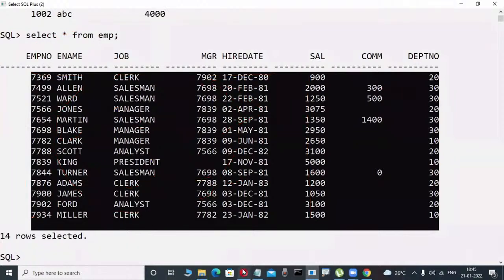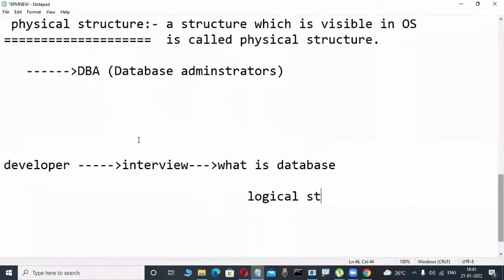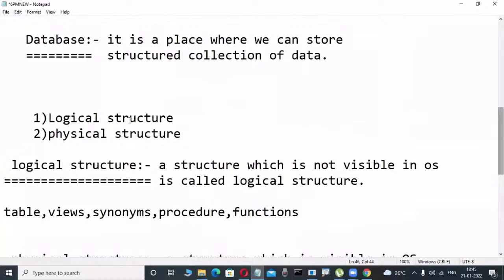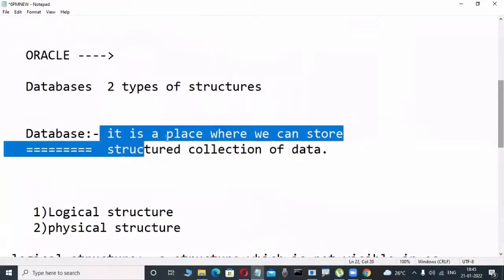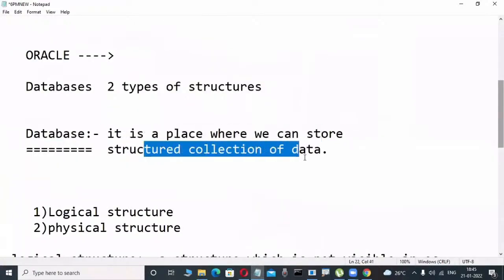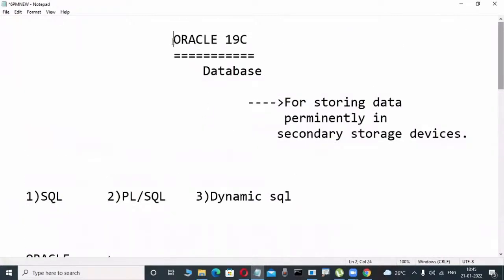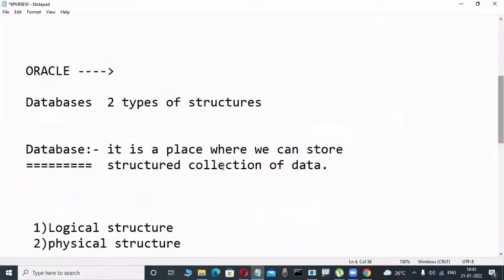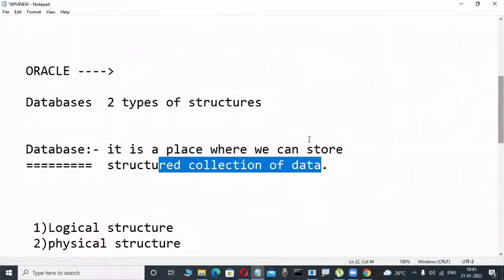That is why, in books or when you type what is a database in Google, two definitions appear, but most developers write that it is a place where we can store structured collection of data. Understood? Oracle is a product from Oracle Corporation. In our course we are learning the 19c version. This is a database product. If anybody asks what a database is, as developers we say it is a place where we can store structured collection of data. That is the logical side.